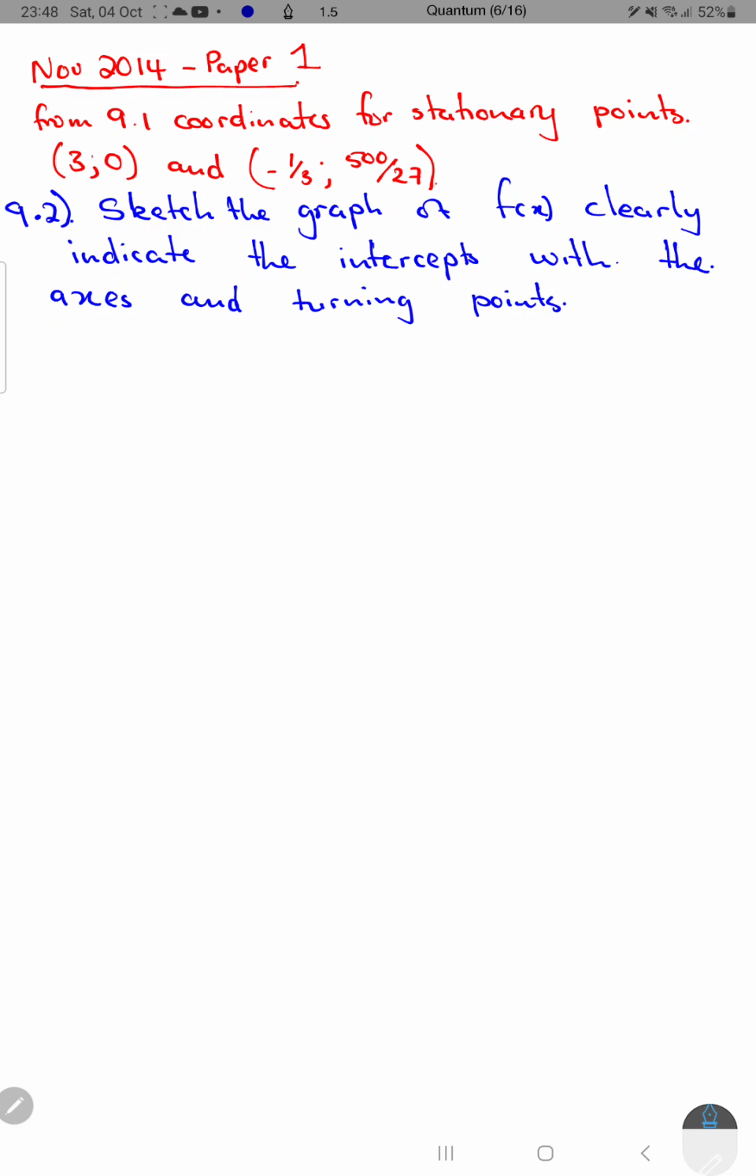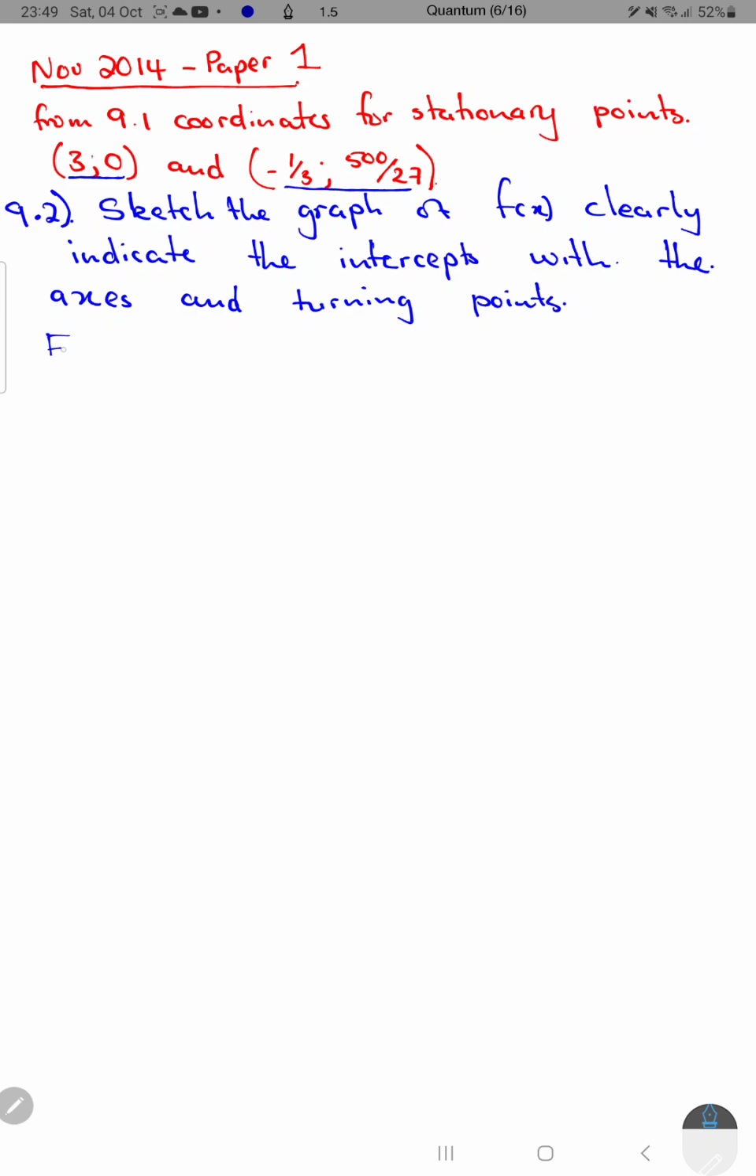Now I'm on 9.2. It says, sketch the graph of f of x. Clearly indicate the intercepts with the axes and the turning points. So in 9.1, we got the turning points, which are (3, 0) and (-1/3, 500/27). So for you to draw, you need turning points and you need the y-intercept.